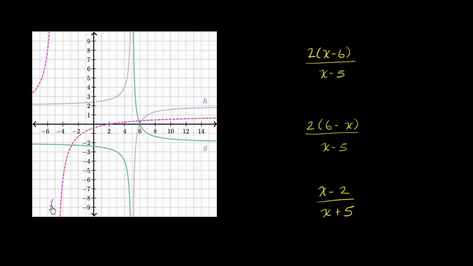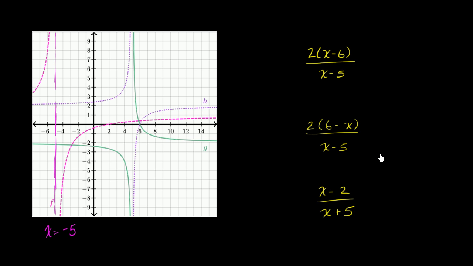So I'll start with f. F looks like it has a vertical asymptote at x equals 5. Or sorry, at x equals negative 5. We have a vertical asymptote right over here at x equals negative 5. Let's think about which of these would have a vertical asymptote at x equals negative 5. In order to have a vertical asymptote, it can't be defined there.